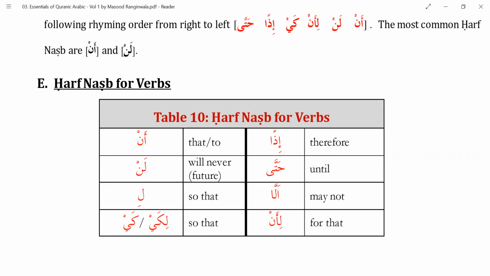Then li, we also did li in harf of jar. Ba, kaf, lam, waw. Li. This is for you. Alhamdulillahi. That was in kasra. But this one is the one which is acting on verbs. The one which acts on verbs, li, is going to make it into nasb. So that. Li takunu. Li or li kay, or kay, so that again. So li is also so that. Li kay is also so that. An is that, and to do so and so. Then, therefore. Hatta is until.